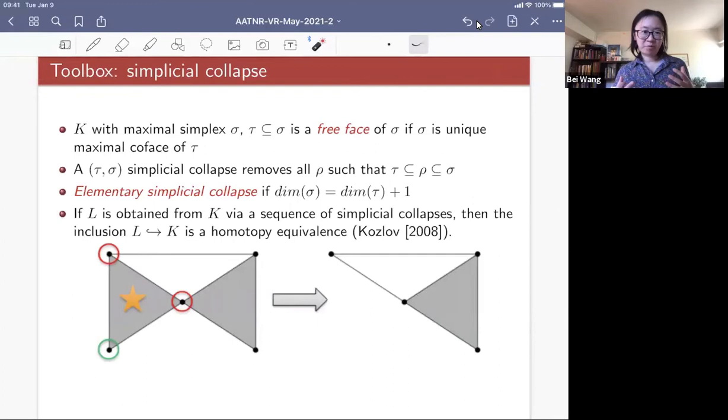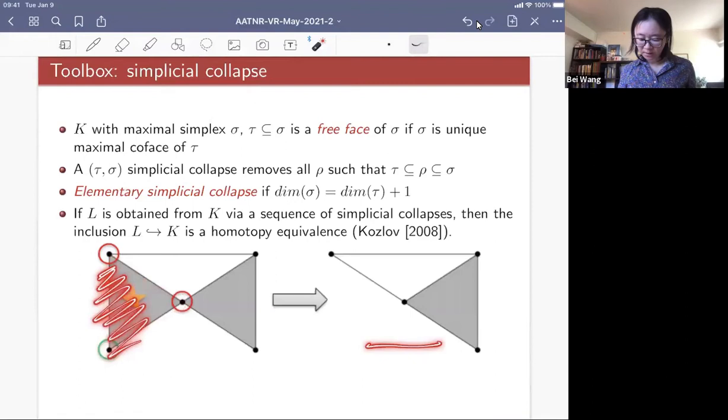But I think those are some really nice tools that we used. Of course, the first thing is the definition of a simplicial collapse. If I have a K that has a maximal simplex such that its face is a free face, meaning it has a unique maximal coface, then once you can define this free face, you can remove the simplices by performing a simplicial collapse. If the free face and the simplex have a dimension difference of one, then it's an elementary simplicial collapse. For example, in this particular case, what I'm trying to collapse is this particular triangle, because this tau here is a free face of sigma. So you can collapse it by removing this and obtaining the end result here.